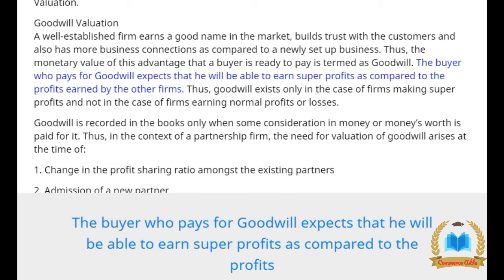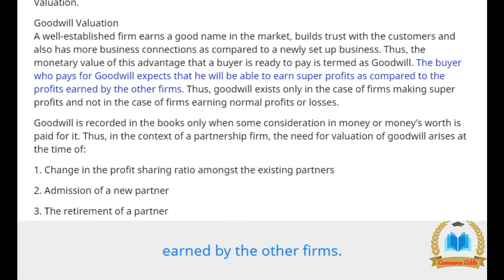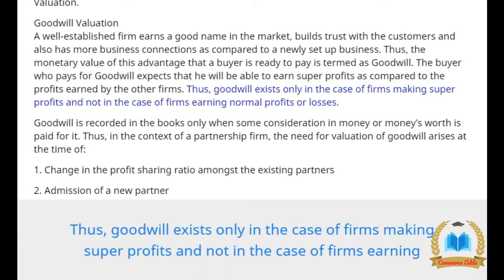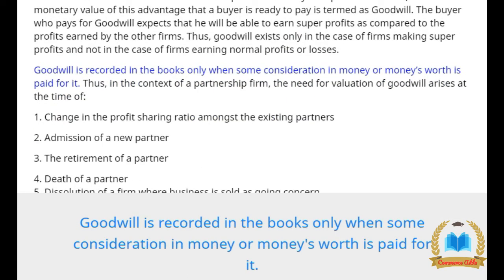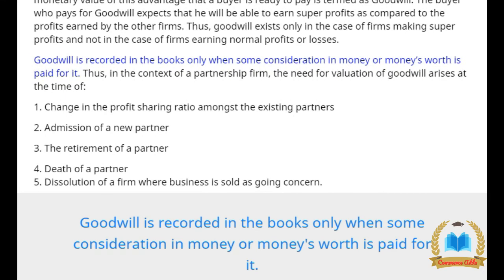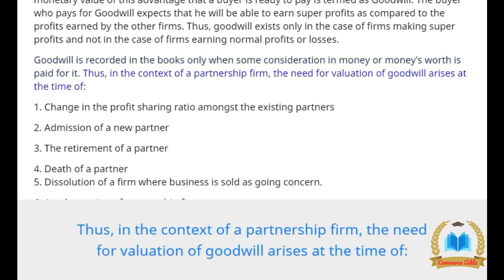The buyer who pays for goodwill expects that he will be able to earn super profits as compared to the profits earned by the other firms. Thus, goodwill exists only in the case of firms making super profits and not in the case of firms earning normal profits or losses. Goodwill is recorded in the books only when some consideration in money or money's worth is paid for it.